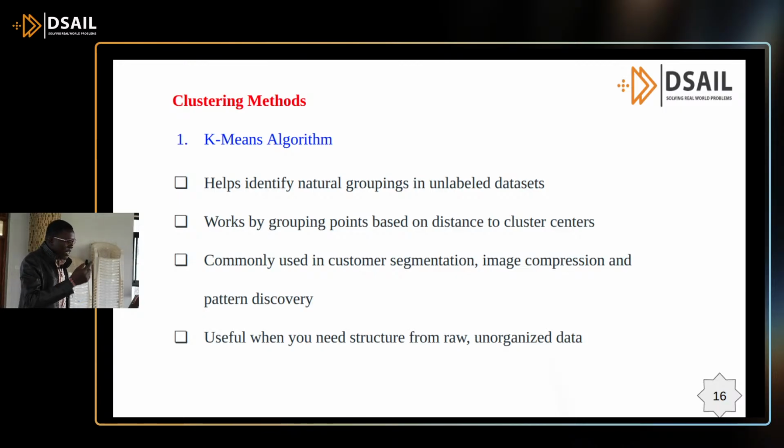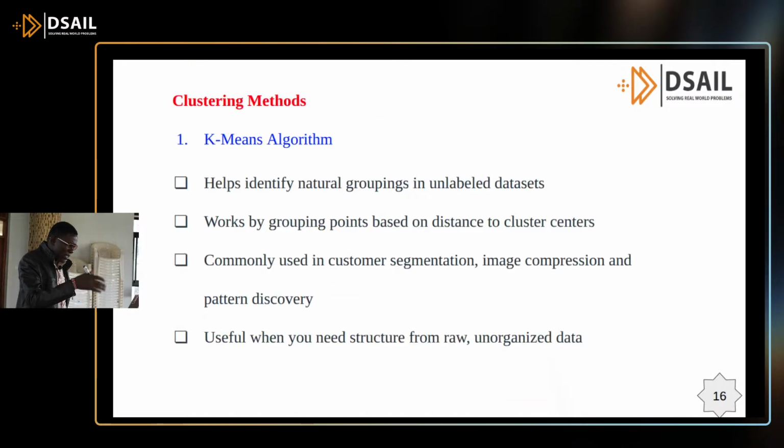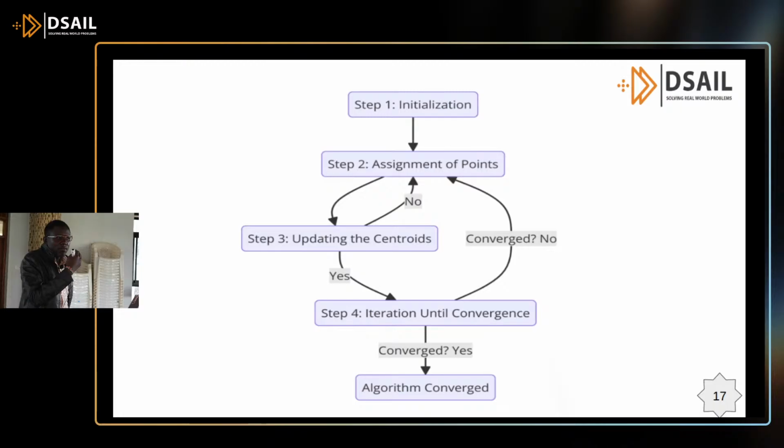So it helps identify the natural groupings in unlabeled data, and works by grouping points based on distances to cluster centers. It's used for customer segmentation and stuff like that, useful when you need structure from raw data and organized data. So let's look at how it really works. First step is initialization.